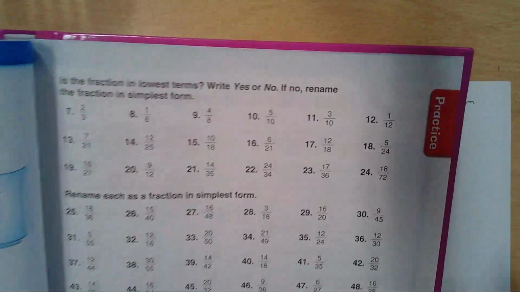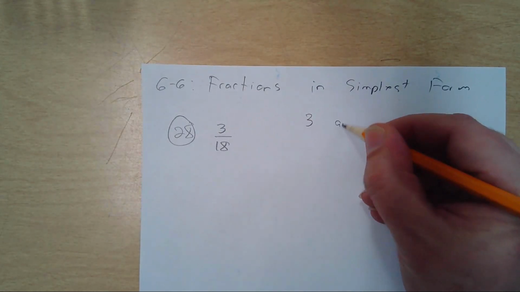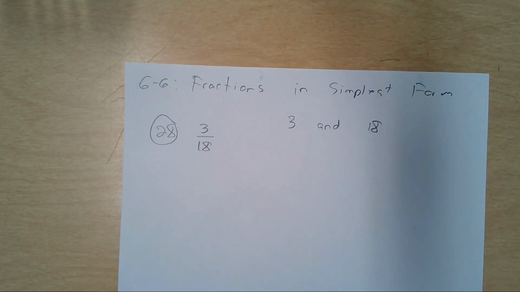So all these fractions here, 25 through 48, they do need to be simplified. And how do we know if something needs to be simplified? It's pretty simple. I look at the numerator and denominator. I got a 3 on top, 18 on the bottom. And I ask myself, is there anything I can divide into those two numbers other than 1? Because dividing by 1 isn't going to change anything. If the answer is yes, then I can simplify the fraction. If it has a greatest common factor between 3 and 18 other than 1, I need to divide that into the fraction.